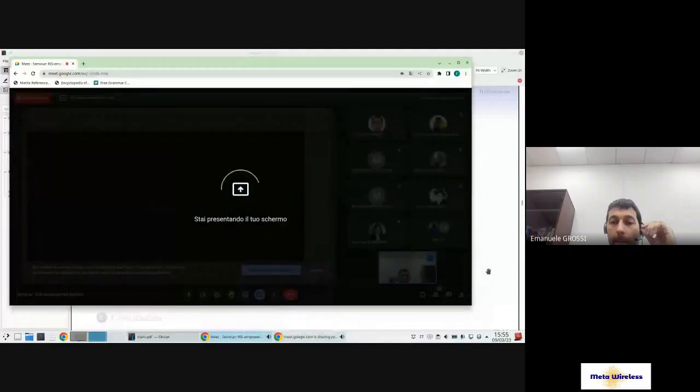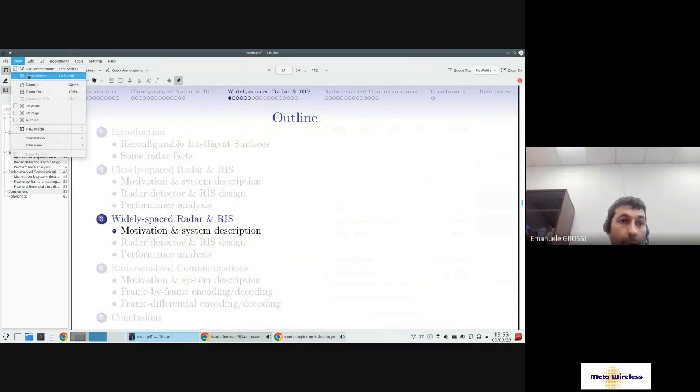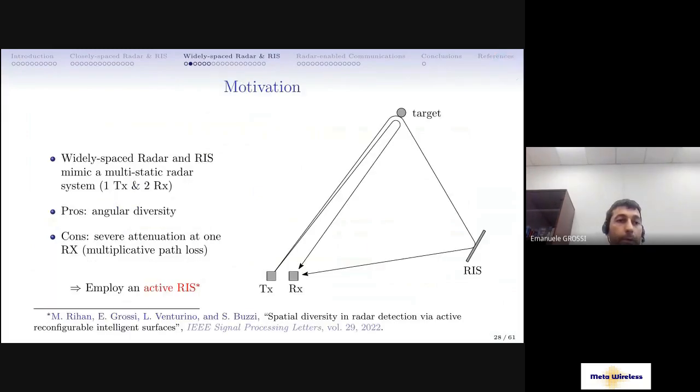Okay, thanks, Luca. So welcome back. The next part of the talk will be concerned with the situation where, first of all, let me put the view in presentation mode, where the radar and RIS are widely separated. If the radar and the RIS are widely separated, they actually act as a multi-static radar system. In a multi-static radar architecture, there are multiple transmitters and receivers that are widely separated.